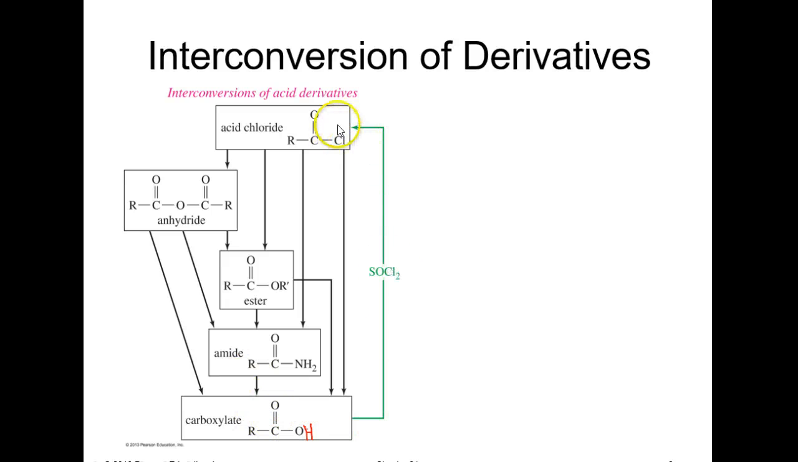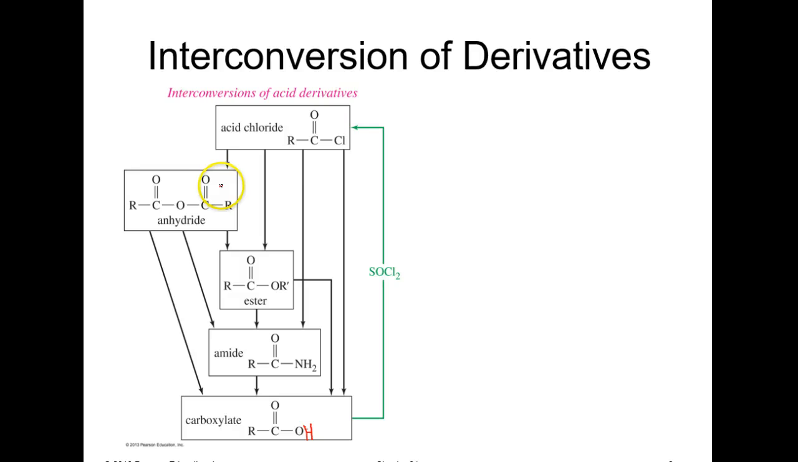acid chloride by SOCl2. Now, you can also make an ester from a carboxylic acid. How do you do that? The Fischer esterification. You can make an amide. So acid chlorides and carboxylic acids can actually make everything. But this is kind of a neat type of diagram, because what you basically do is, how do you think you go from an acid chloride to an ester?